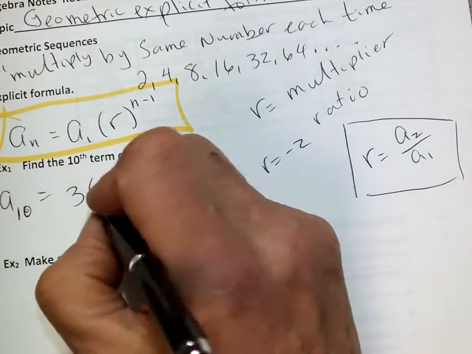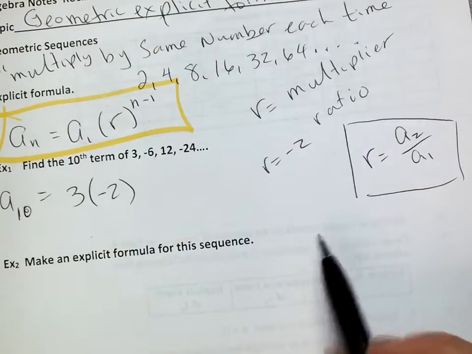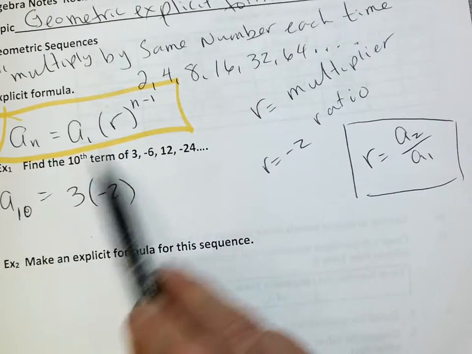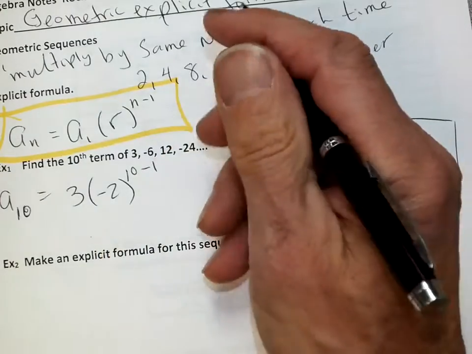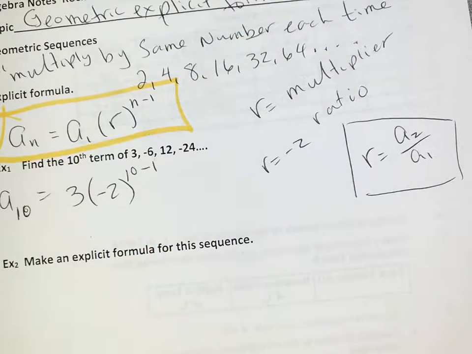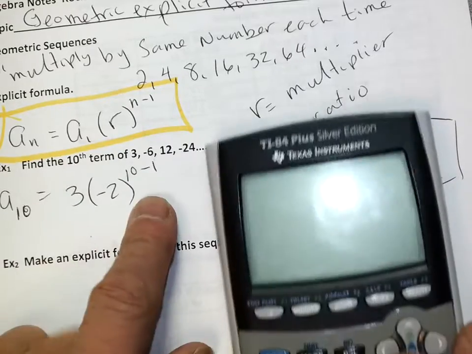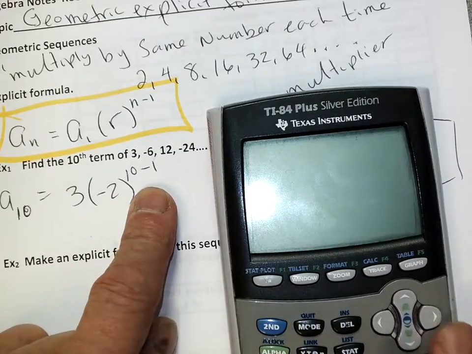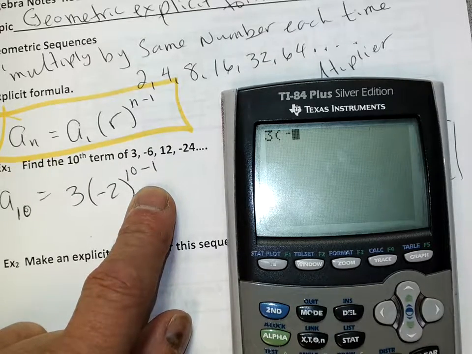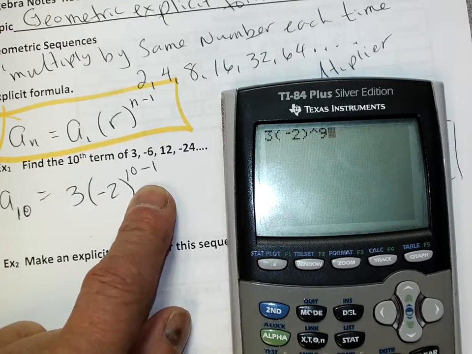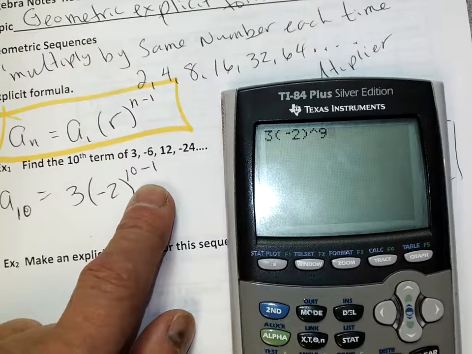So I'll put my negative 2 in here. And then since I'm looking for the 10th term, I'm going to go 10 minus 1. Now we're just going to need a calculator to figure that out, right? So to make it easy on my calculator, I'm just going to make that to the 9th. You guys agree with that? So I'm going to go 3, parentheses, negative 2 to the power of 9, 10 minus 1, power 9, and there it is.